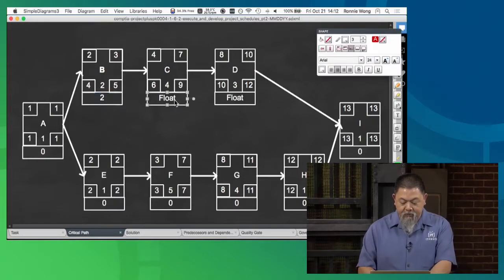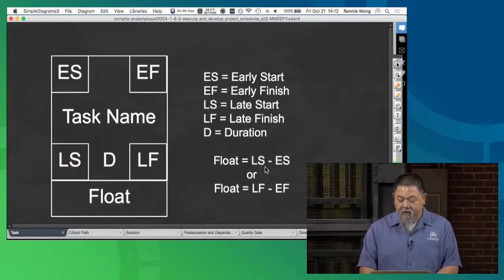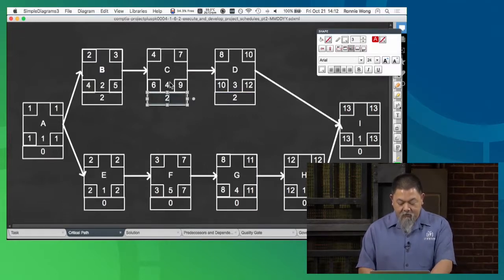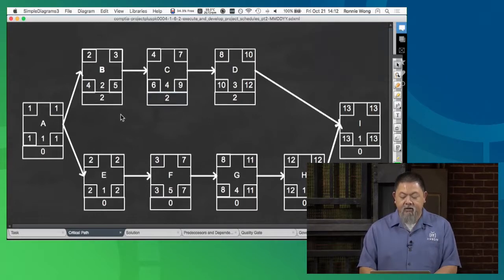So there's 2, let's say that there's 4. Actually, we'd subtract them out to do that. So here it would be, let me make sure I'm telling you right. So late start minus early start, okay? So late start, early start, this is 2 days, okay? So this one right here, late start minus early start, 2 days. This one, same thing, so 2 days.